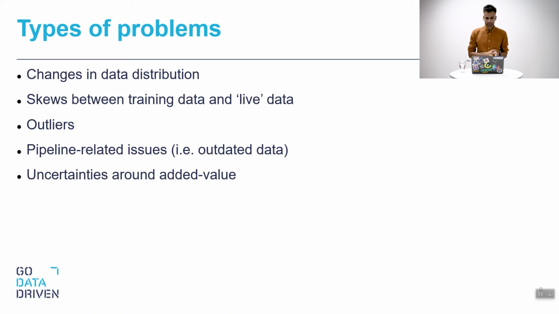There's pipeline-related issues. Don't forget that whilst data we consume may be in a nice format, there's really complex ways that's input there, and there's issues that can occur there. And uncertainties around what value we are actually adding to the business from this model.